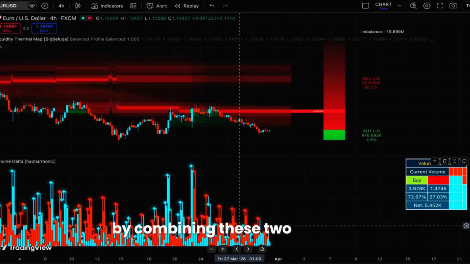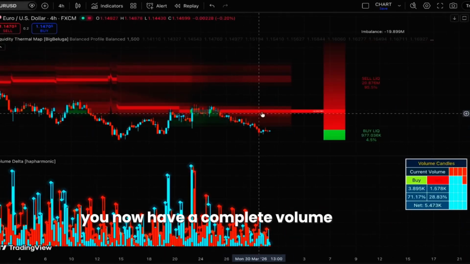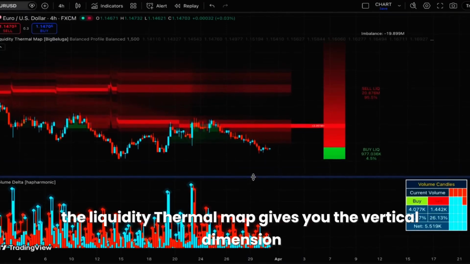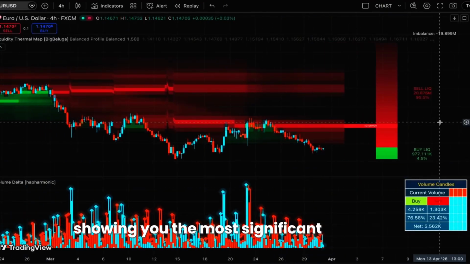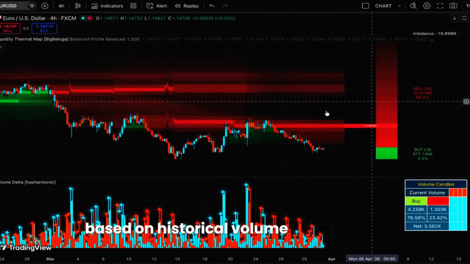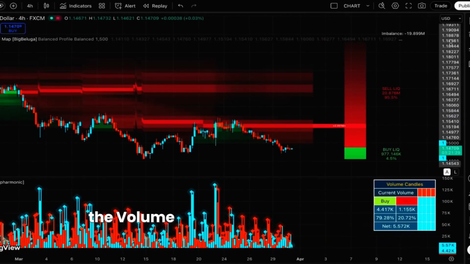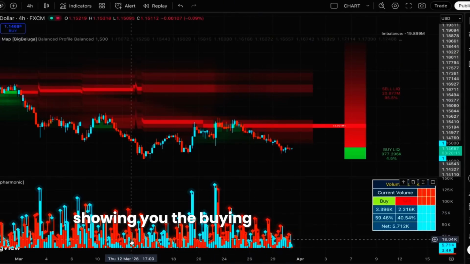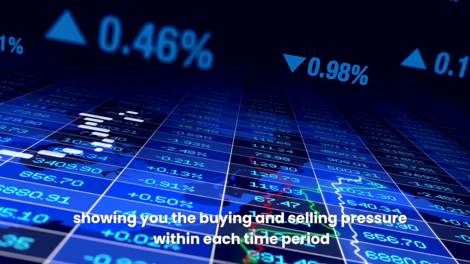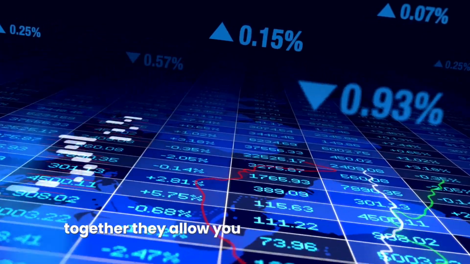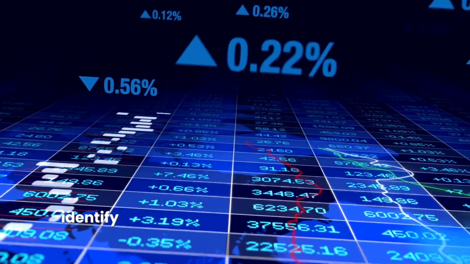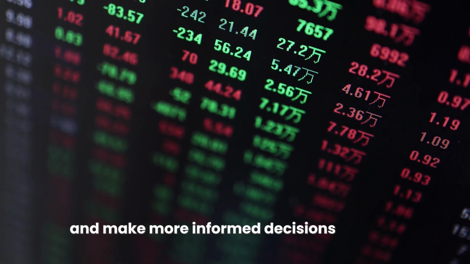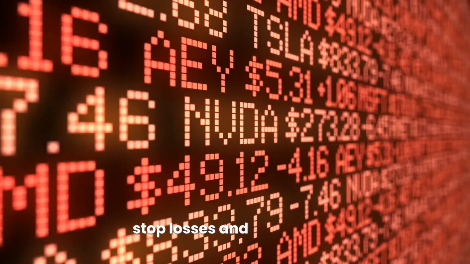By combining these 2 indicators, you now have a complete volume analysis framework. The Liquidity Thermal Map gives you the vertical dimension, showing you the most significant price zones based on historical volume concentration. The Volume Delta indicator gives you the horizontal dimension, showing you the buying and selling pressure within each time period. Together, they allow you to confirm trade setups, identify high probability support and resistance levels, and make more informed decisions on entries, stop losses, and profit targets.